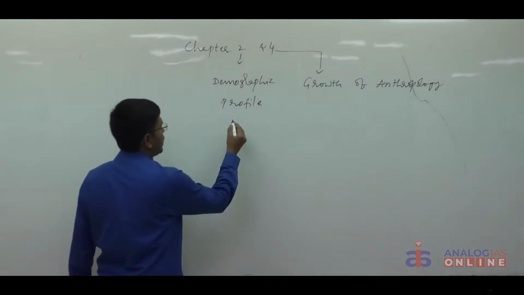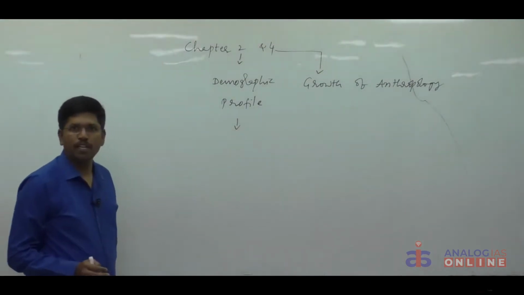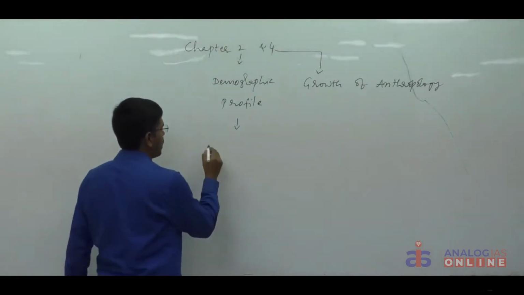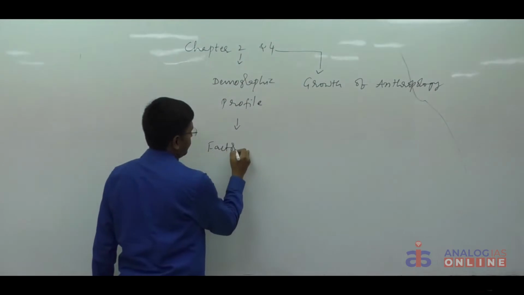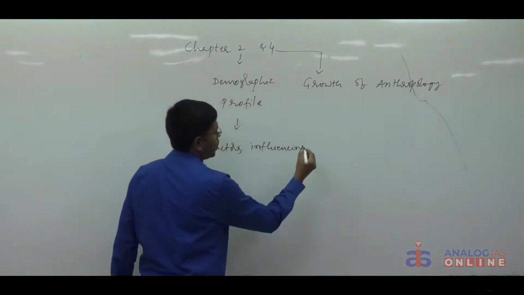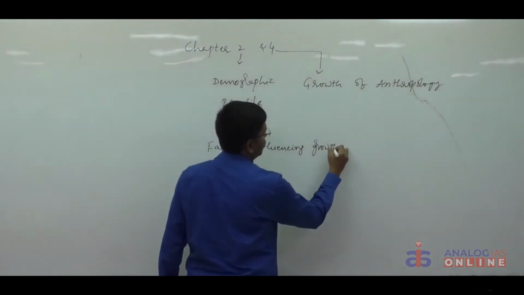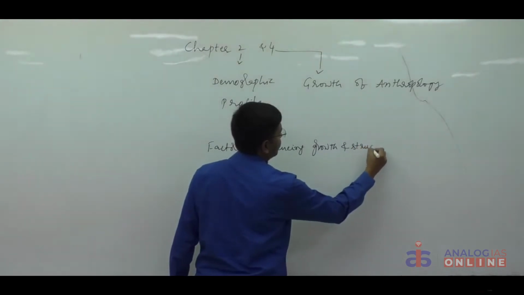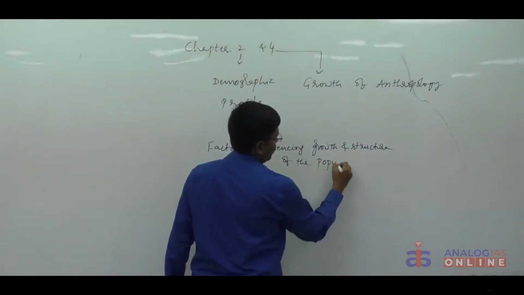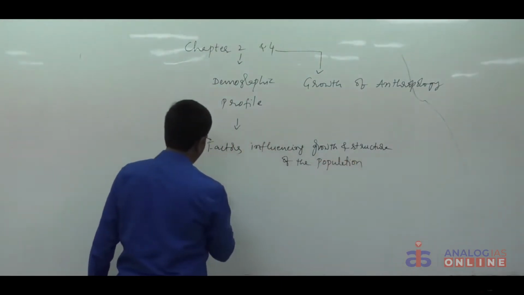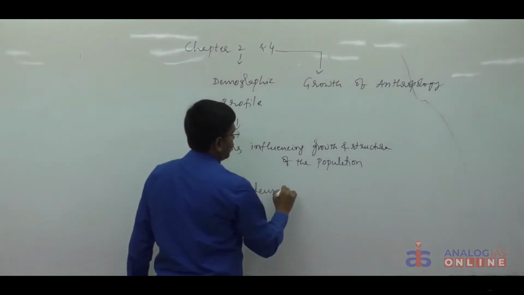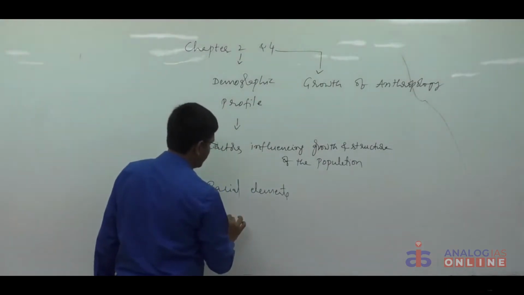In our syllabus, in the second chapter, we have mainly 4 questions. Topic wise, in our syllabus, a total of 3 topics are there. They are factors influencing growth and structure of the population, second one is racial elements in India, third one is linguistic elements in India.